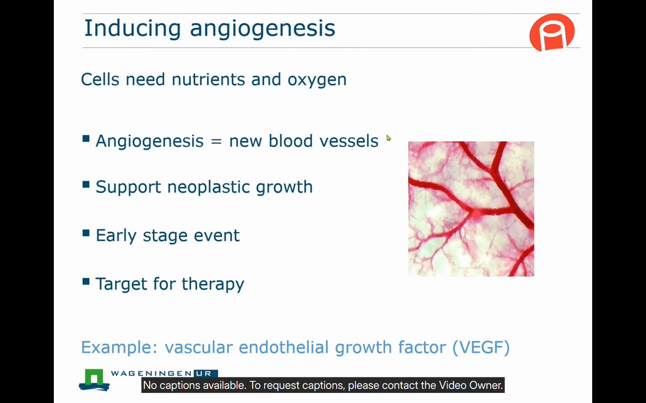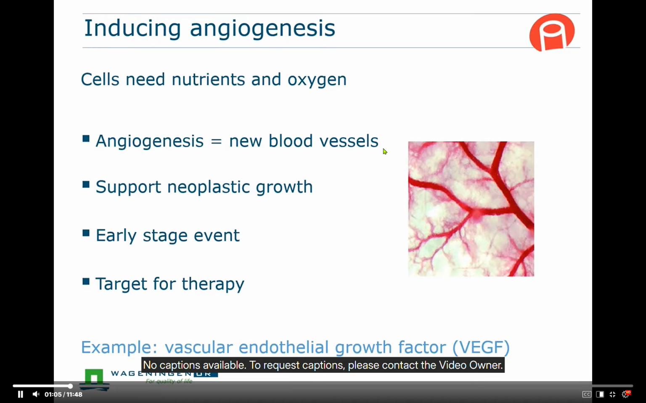As you may understand, cells and also cancer cells need nutrients and oxygen. So there is an elegant mechanism called angiogenesis that allows the formation of blood vessels. Angiogenesis is the formation of new blood vessels, and these new blood vessels can assure a supply of nutrients and oxygen to the cancer cells. Therefore, angiogenesis can support neoplastic growth, and in most cases, angiogenesis occurs quite early in the process of cancer development, because without these newly formed blood vessels, the cancer cells do not have any nutrients and oxygen, and therefore the cancer cannot fully develop.